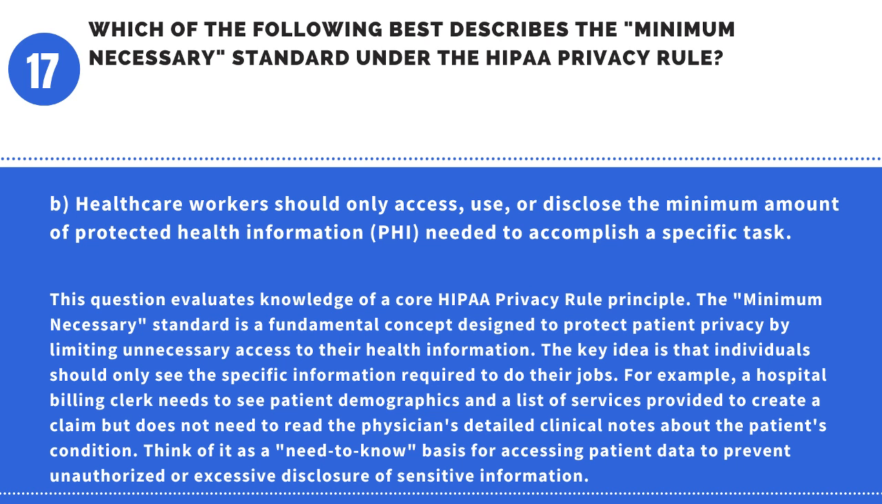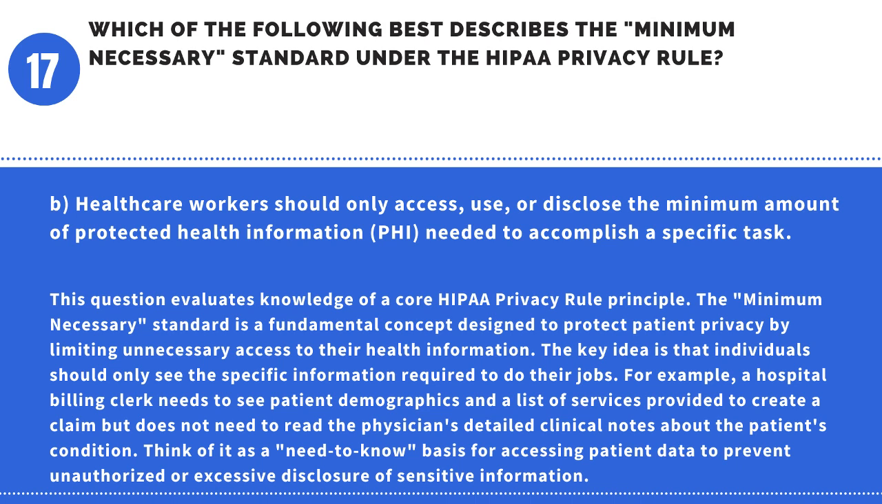Answer: B. Healthcare workers should only access, use, or disclose the minimum amount of protected health information, PHI, needed to accomplish a specific task. This question evaluates knowledge of a core HIPAA privacy rule principle. The minimum necessary standard is a fundamental concept designed to protect patient privacy by limiting unnecessary access to their health information. The key idea is that individuals should only see the specific information required to do their jobs.